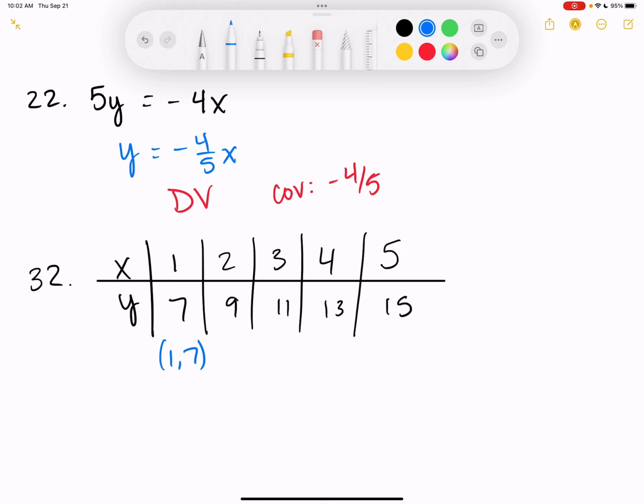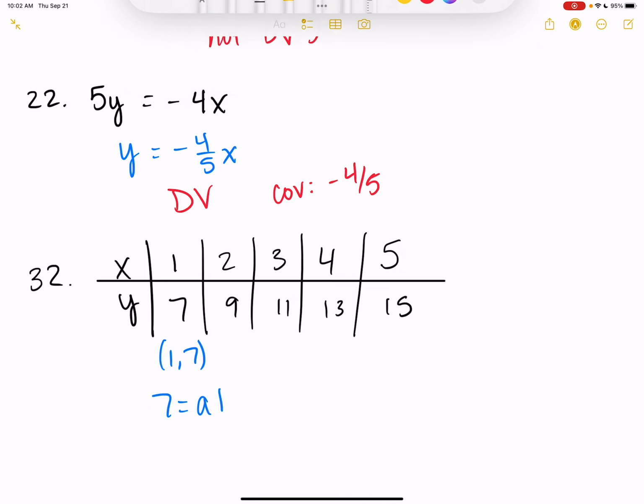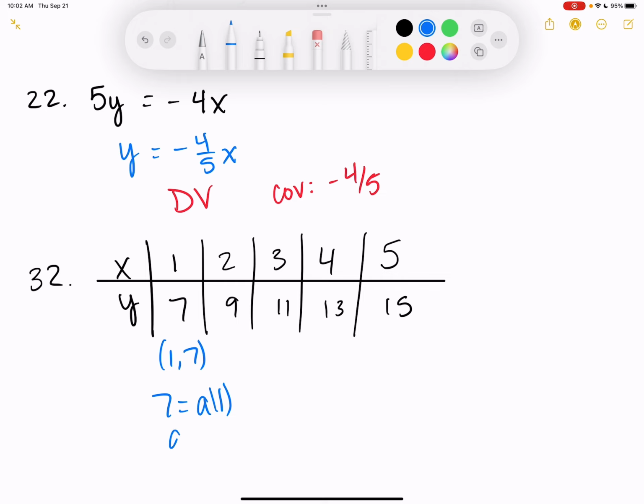So 7 equals a times 1. So a is equal to 7 in that case. And then I'm going to do 3 and 11. So if I plug in, 11 is equal to a times 3. Divide by 3. 11 over 3 is equal to a. Those are not the same, so this is not direct variation.